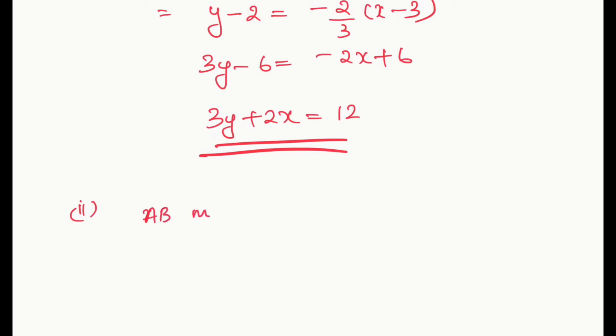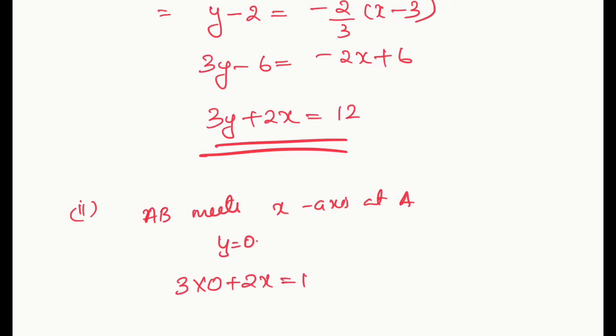AB meets x axis at A and y axis at B. So AB meets x axis at A, what will be the y value? It is equal to 0. So let's see what will be the coordinate at that time, right? And we need to find the area of OAB also. First we find the coordinates for it. So what you get? 3 into 0 plus 2x equal to 12.